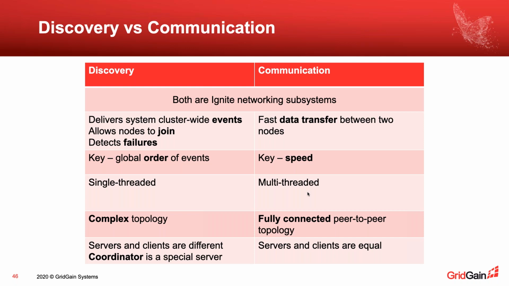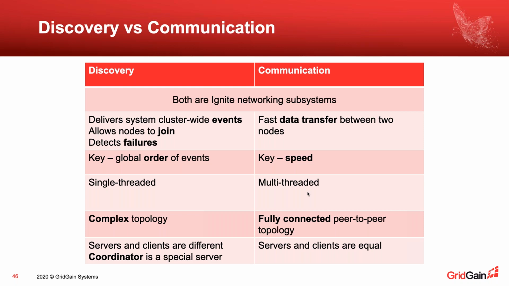Discovery handles everything that helps the cluster stay healthy and allows the cluster to do all the things it does. So it handles cluster-wide event delivery, it handles node joins, it detects failures, and it does that with single threaded processing in a complex topology when all nodes are different and all play different parts.